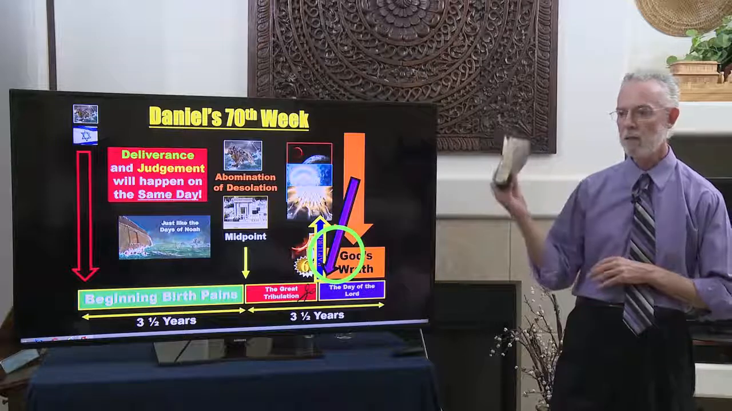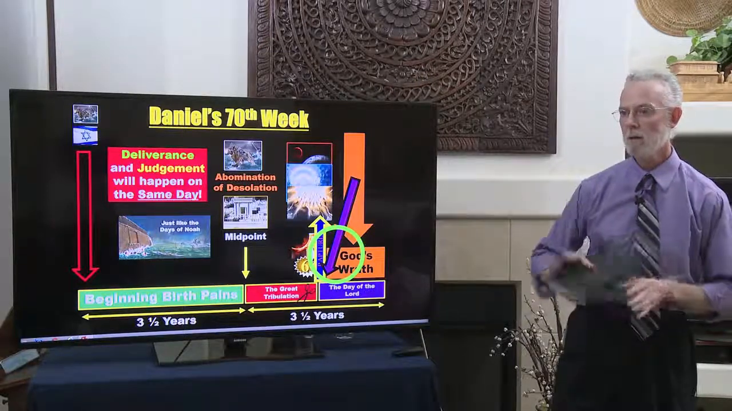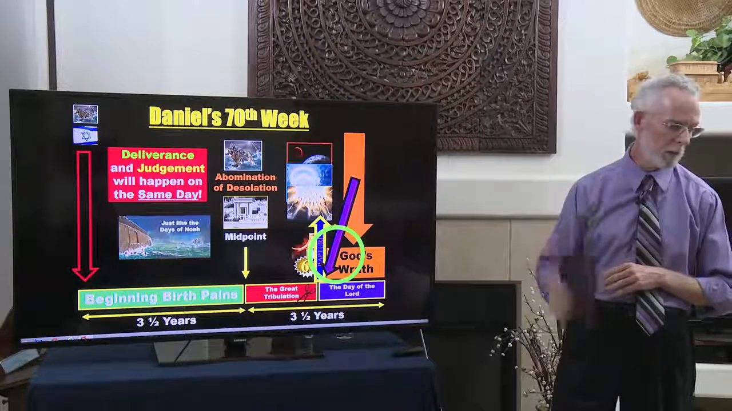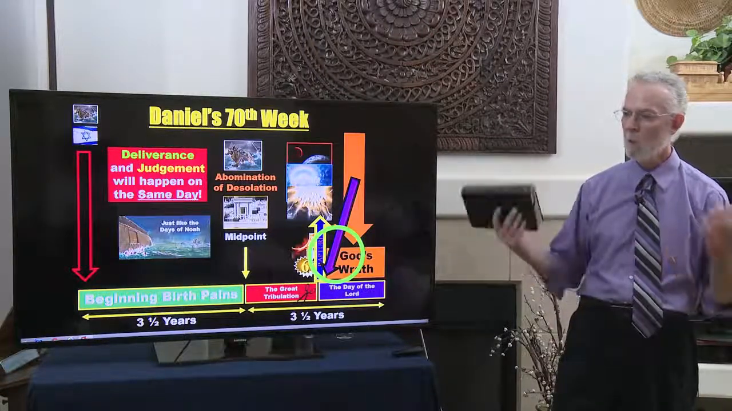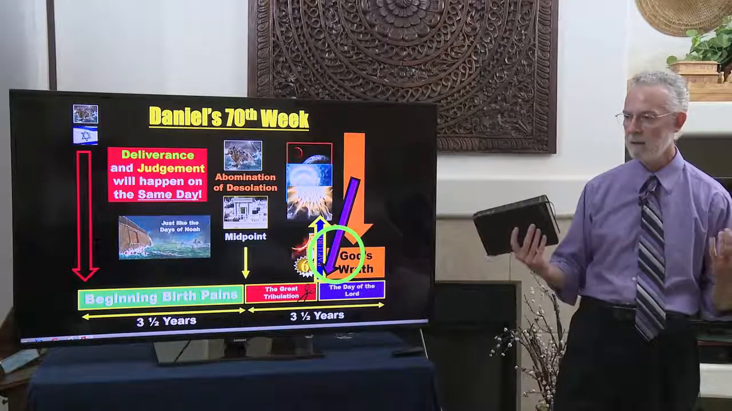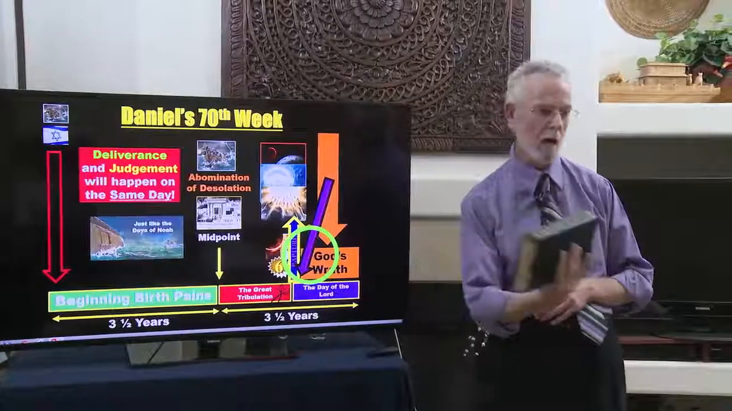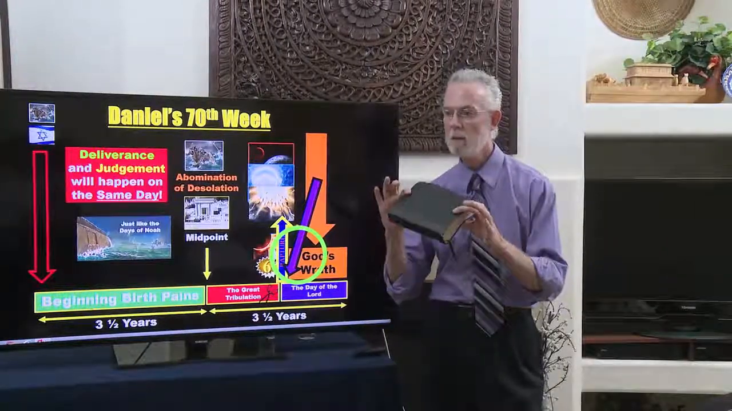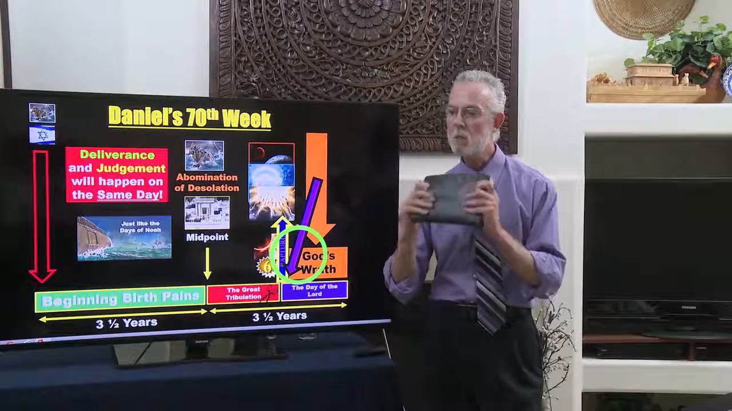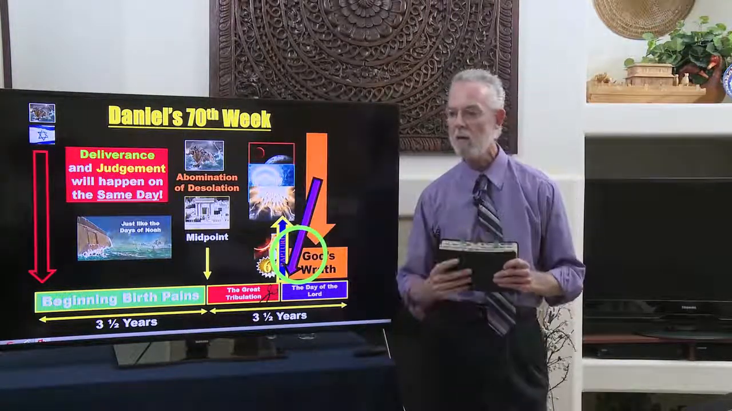Folks, when we let this book interpret itself instead of letting man's books interpret it for us, it just fits perfectly. And why are we so surprised by that? Folks, I believe with all my heart that this is a gift to us from the one true living God. This is inspired, it's inerrant, it's infallible. This is the greatest gift we have. It's a gift from the living God, and he just lays this all out for us.